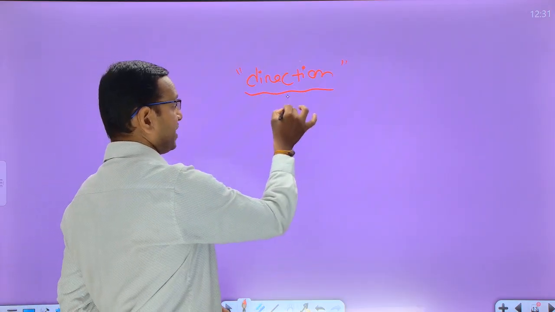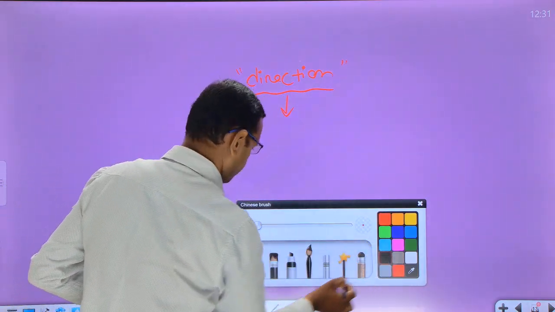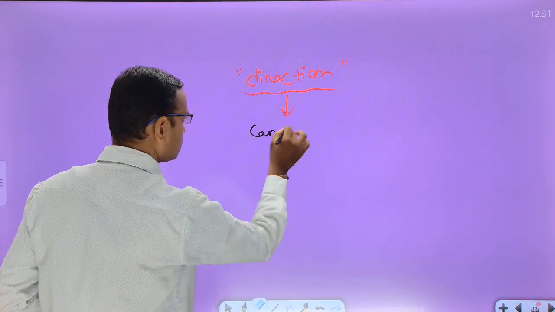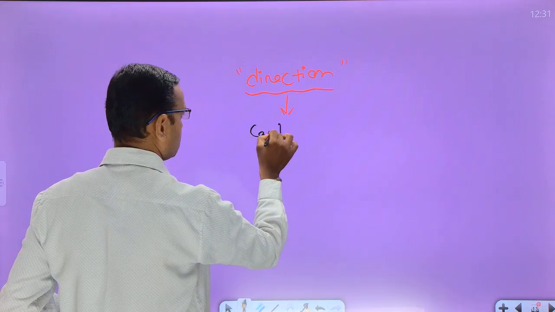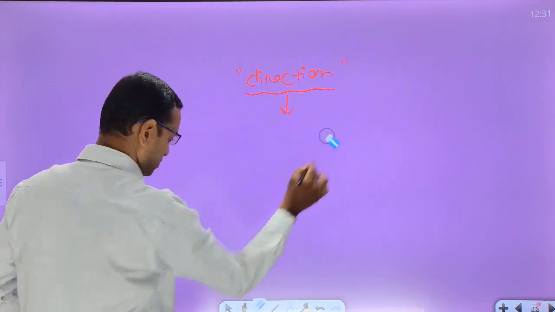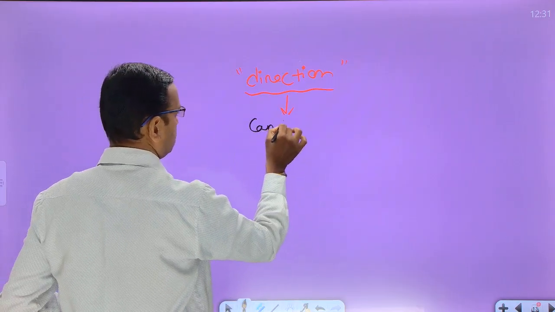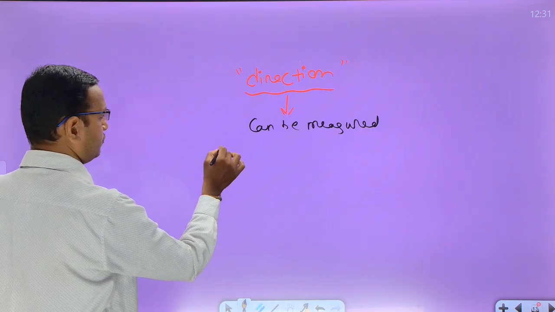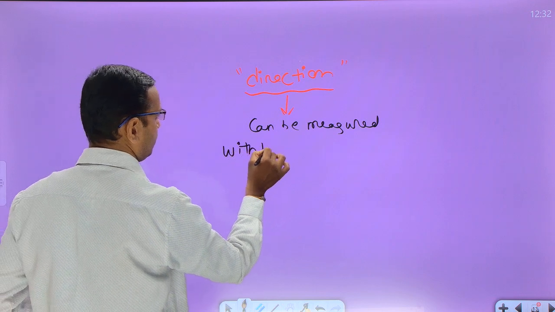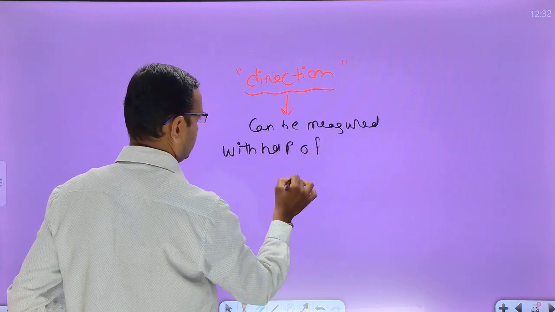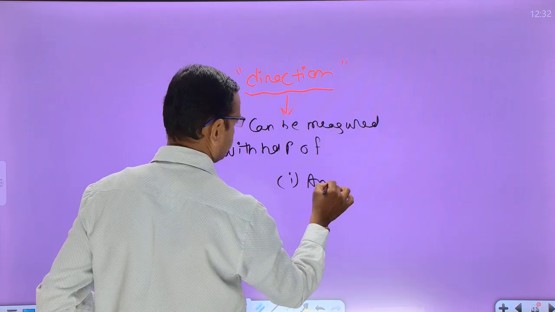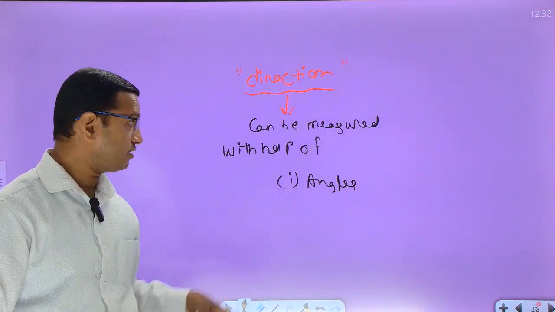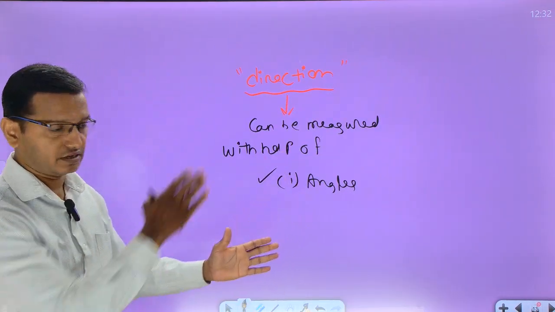Now, direction can be measured with the help of, the first thing, angles. We can measure the direction. How will you measure the direction? With the help of angles. This is one way of measuring the direction of vectors: angles.